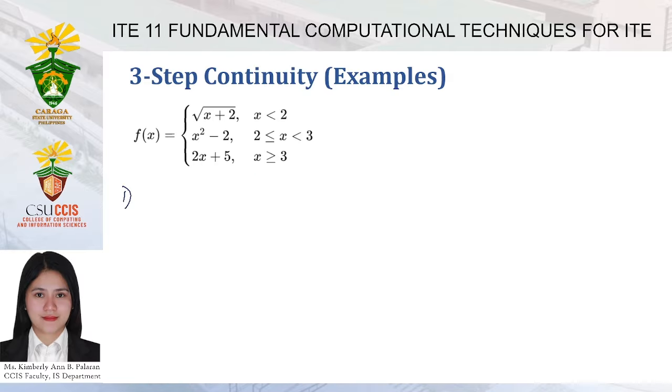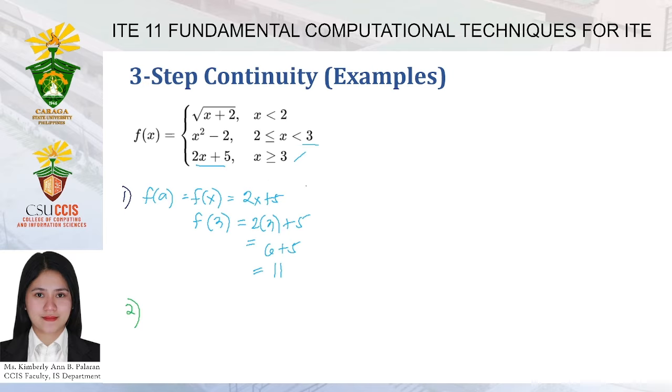So, among these 3 functions, ini atong gamiton since x is greater than 3. This one, not included si 3 diri kay less than man, no? Less than x man siya. So, this function ang atong gamiton to check if our a is defined. Okay, that's for our first step. Now let's check if approaching from the left or from the right, kung nag-exist ba siya or equal ba siya sa ato ang first step.